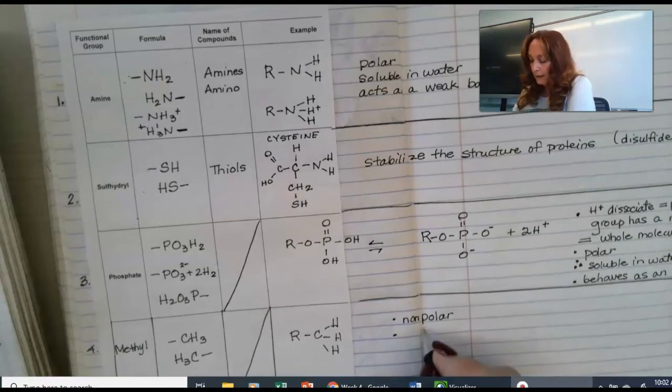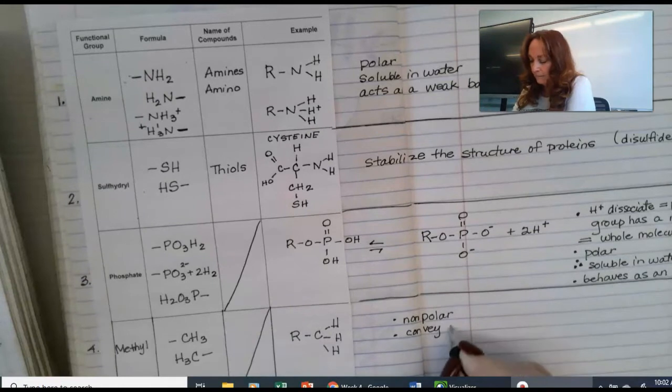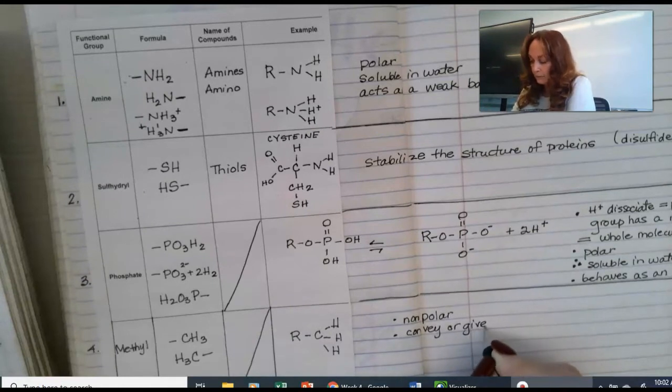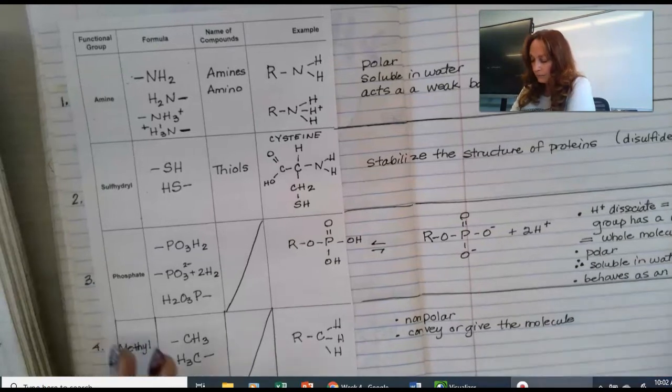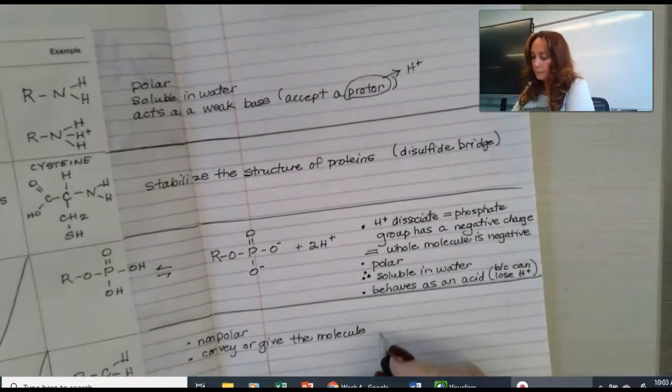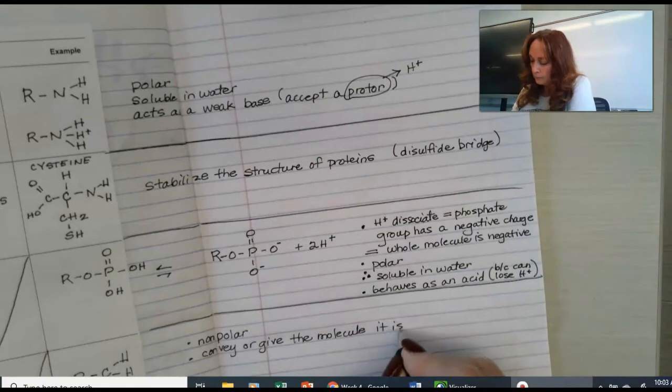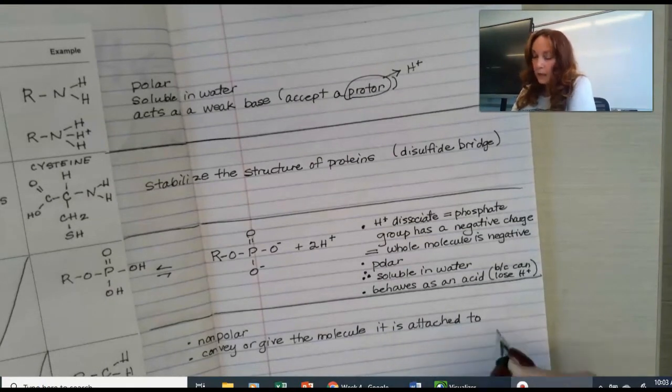So what that would do is it's going to convey or give the molecule it's attached to hydrophobic properties, which means does not play nice with water.